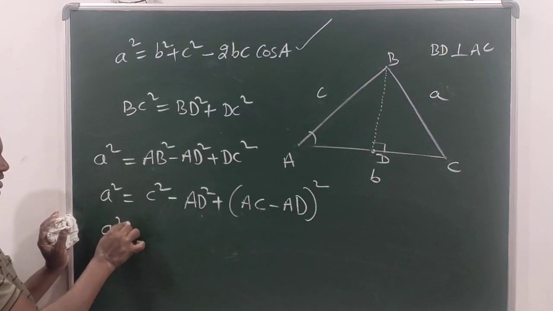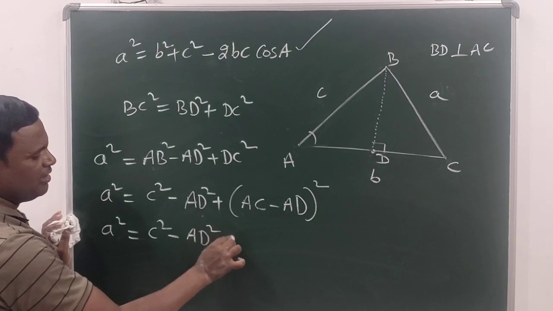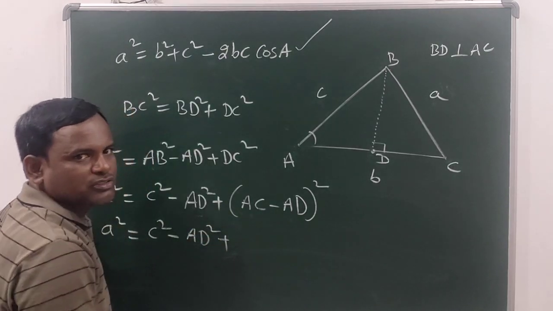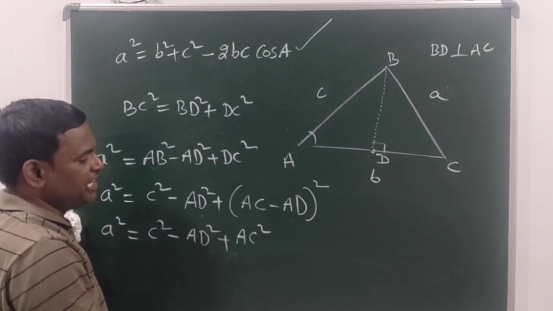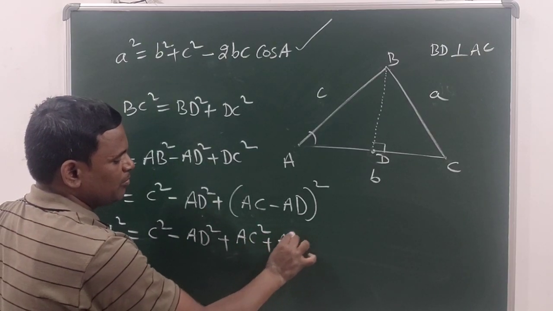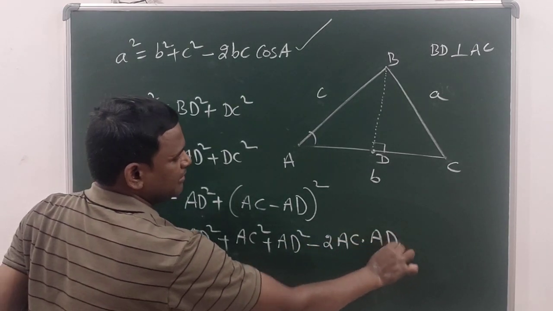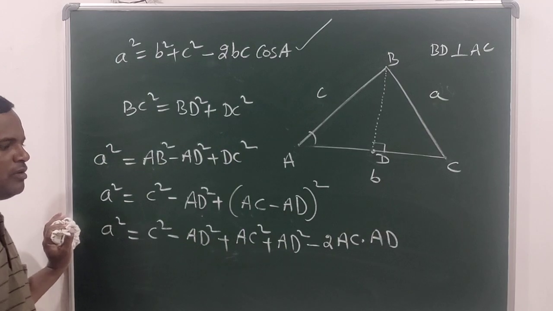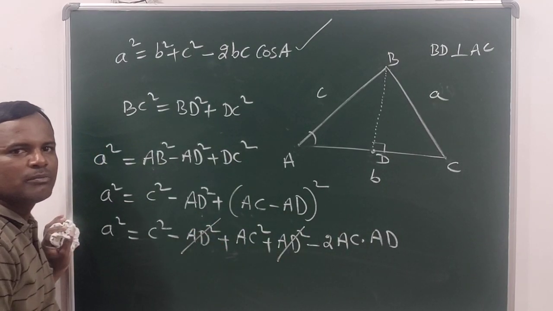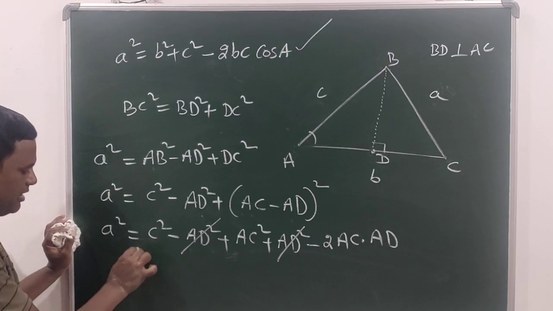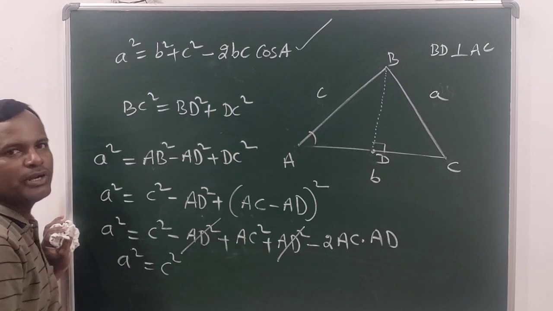Now go for simplification. a square is equal to c square minus AD square plus AC minus AD whole square. It is looking like (a minus b) whole square. Now expand it by the (a minus b) whole square identity. Here AC square plus AD square minus 2 AC into AD. Now see students, it is minus AD square plus AD square. Both are cancelled. Now here a square is equal to c square plus AC square minus 2 AC into AD.